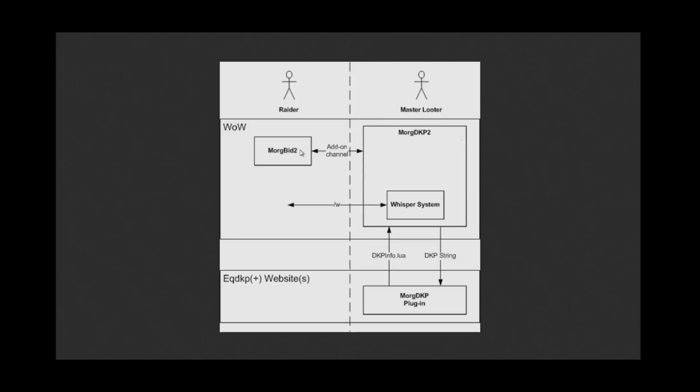And of course the Morgdkp2 add-on communicates to the Morgdkp2 add-on in-game, using the add-on communication channel. If the raider doesn't have the Morgdkp2 interface or add-on installed, then he or she could use the whisper system that's inside Morgdkp2 instead, and whisper commands to the MasterLooter. However, it's very inconvenient, so I strongly suggest to go with the Morgdkp2 setup.